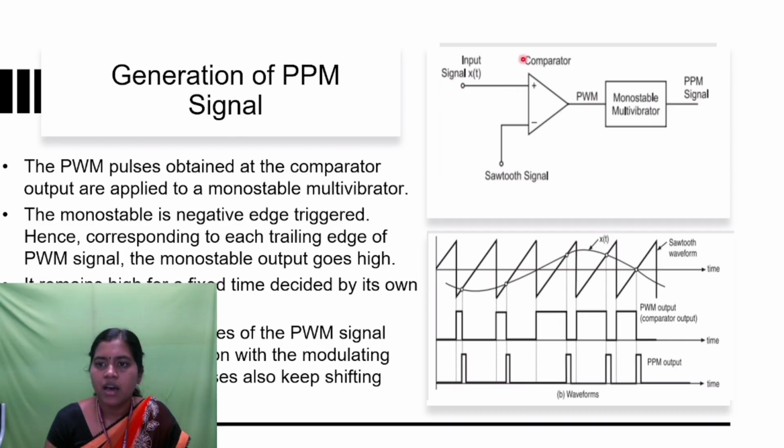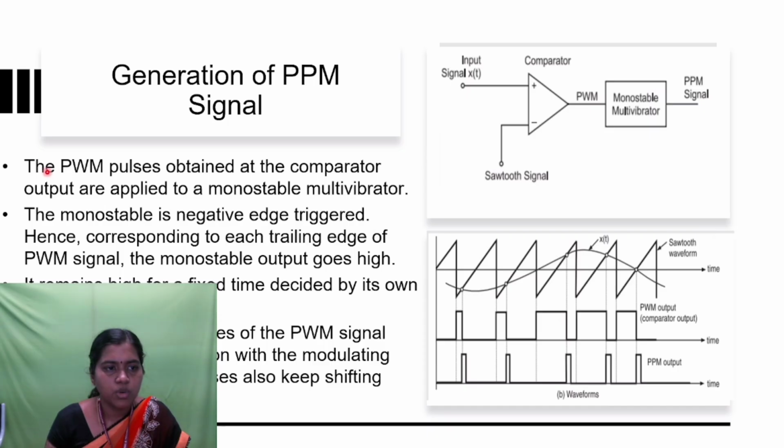So you should have a comparator with a non-inverting terminal and an inverting terminal. A sawtooth generation waveform is given as an input to the inverting terminal. An input signal x(t) is given as input to the non-inverting terminal. The output of this comparator is pulse width modulation. The extra block that we additionally add to this pulse width modulation output is a monostable multivibrator. After this monostable multivibrator, you should get your pulse position modulated signal.